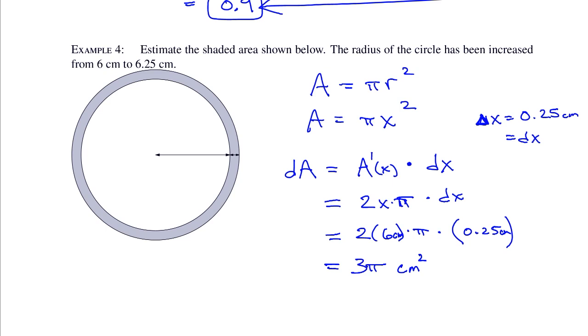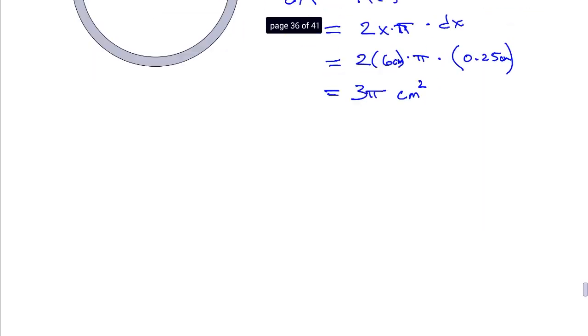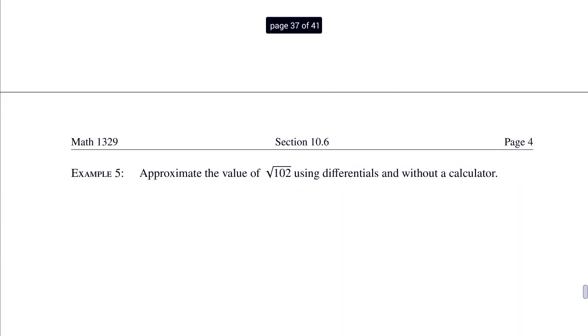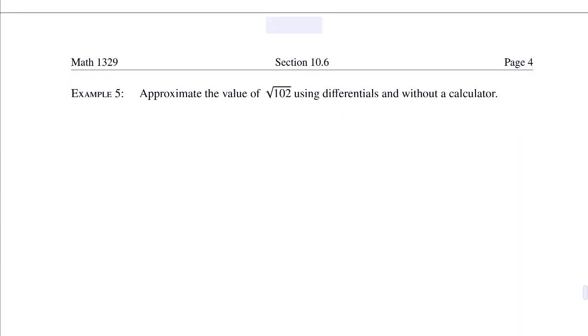All right. Next page. Example 5, approximate the value of the square root of 102 using differentials and without using a calculator.